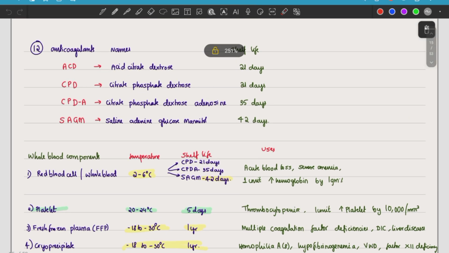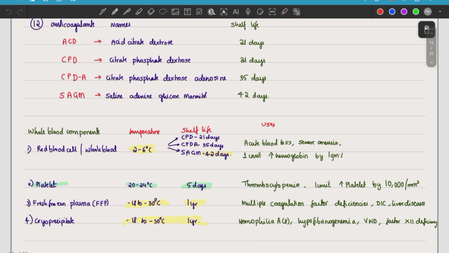See, in the blood bank, they will use anticoagulants. Depending on the anticoagulant, you also have a different shelf life. What is ACD? Acid citrate dextrose. CPD is citrate phosphate dextrose. CPDA has an extra one, adenosine, that will come.